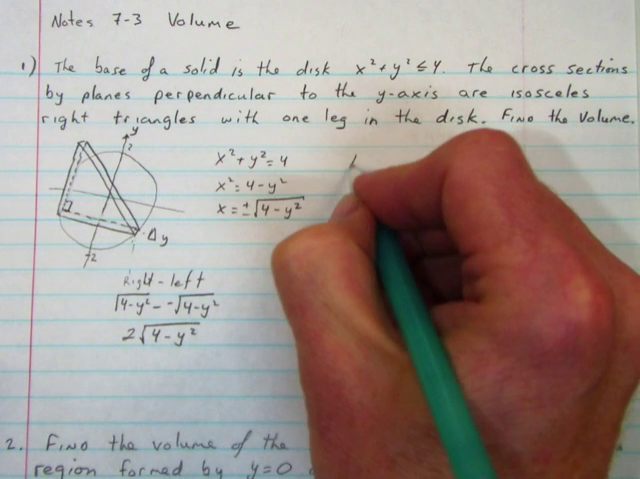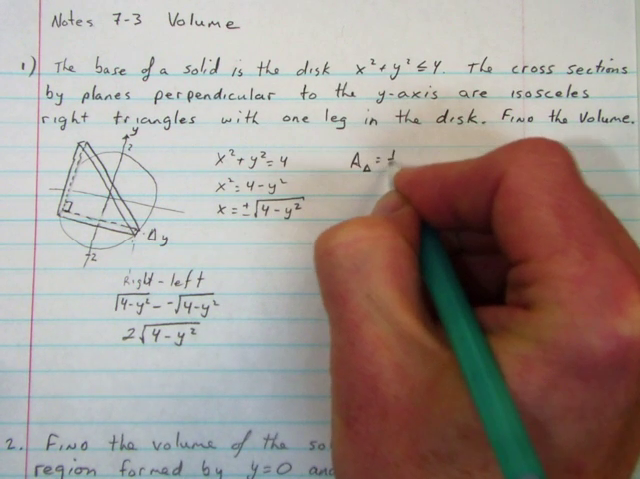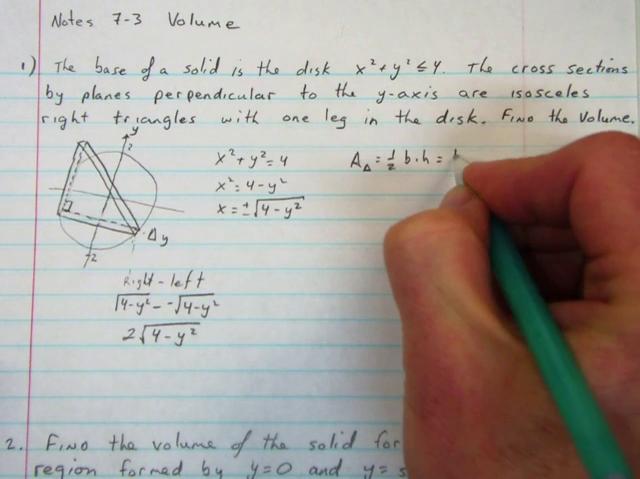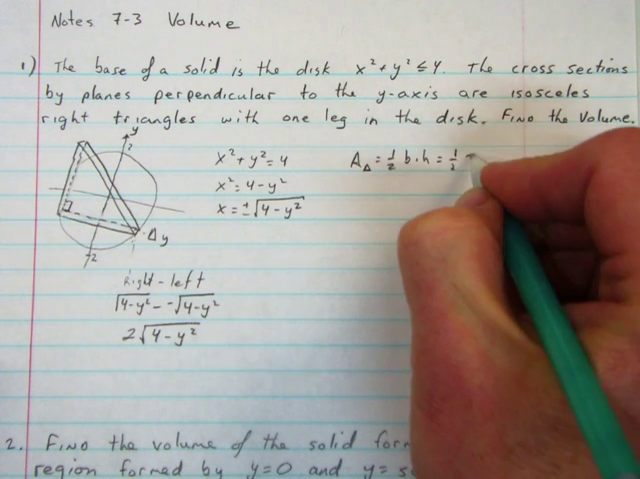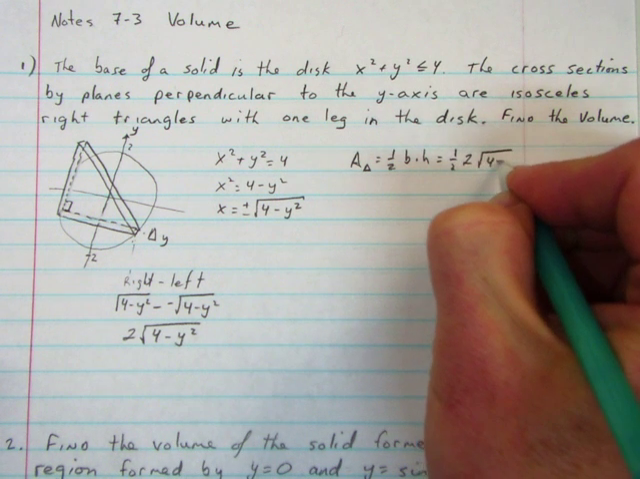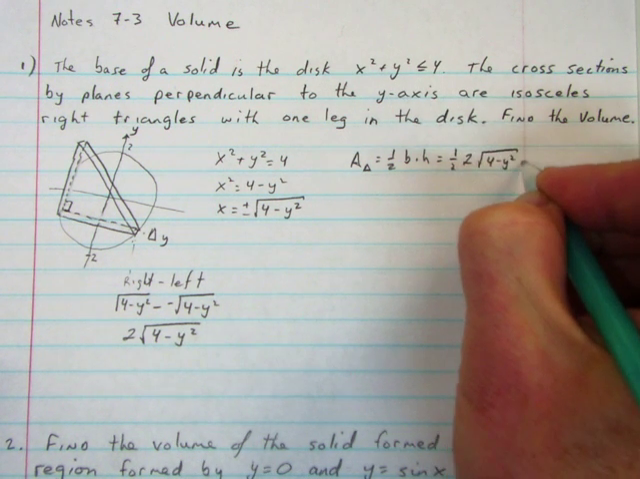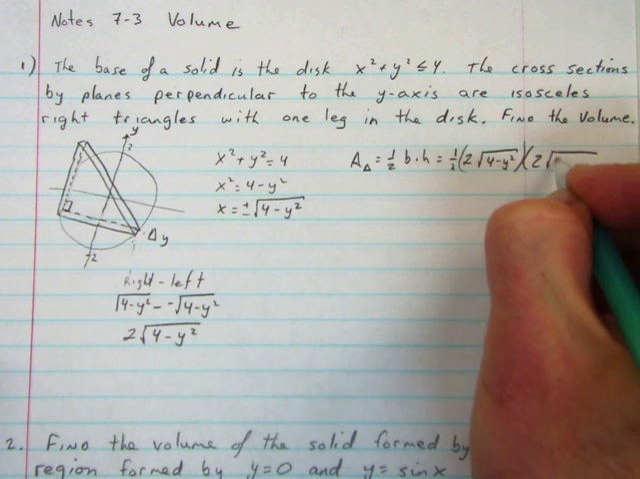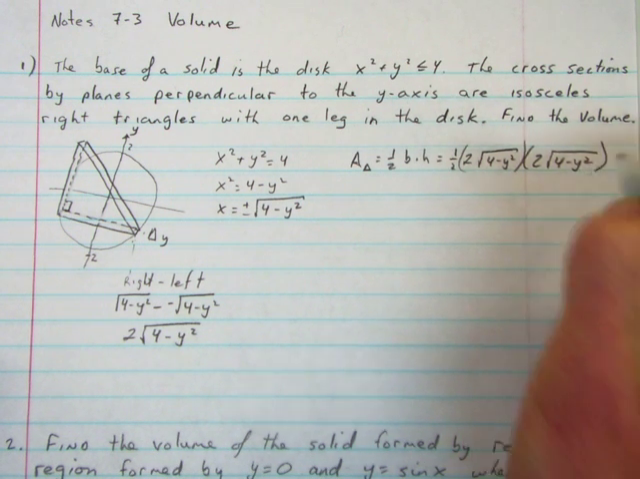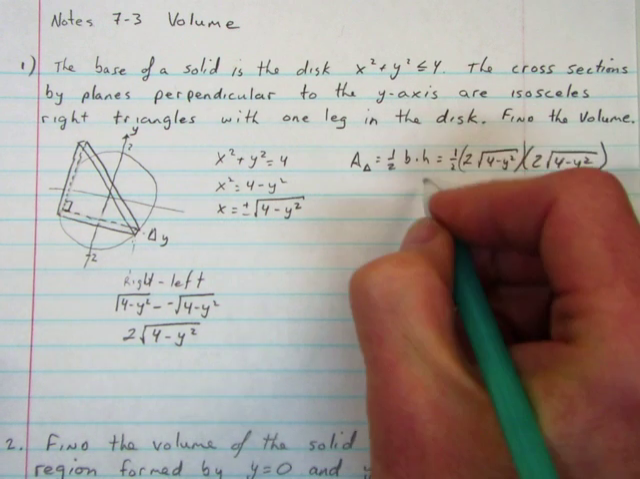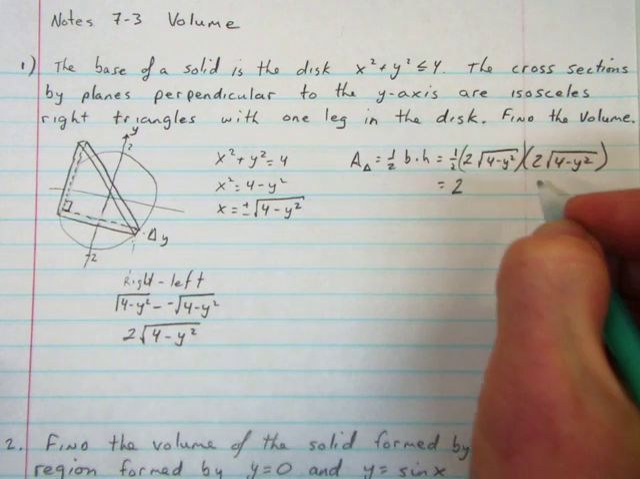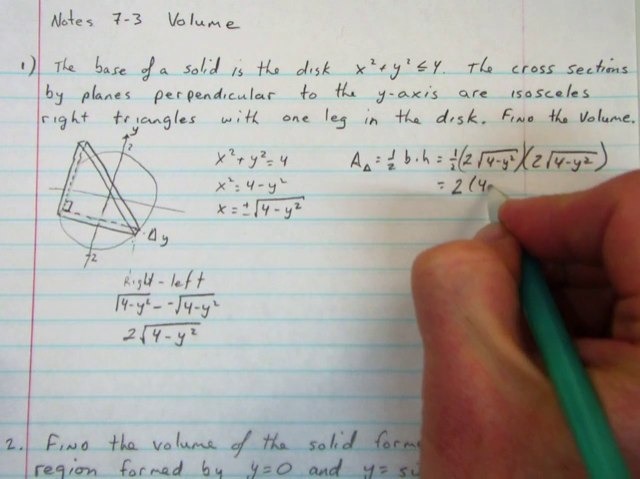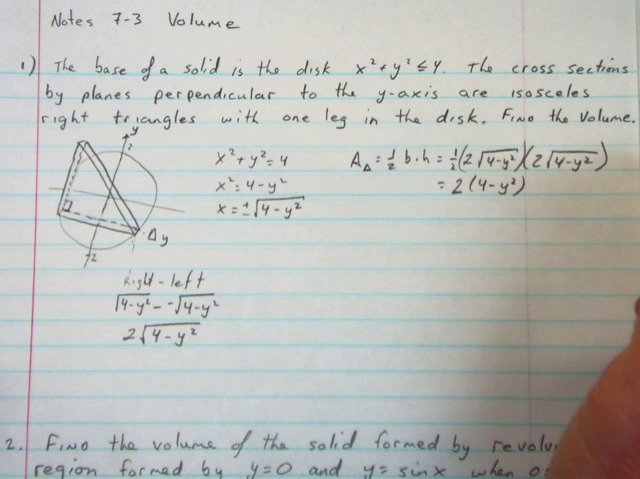We have the area of our triangle is going to be 1/2 base times height. Our base and height are both going to be the same thing. They will be 2 times the square root of 4 minus y squared. And then for the height, 2 times the square root of 4 minus y squared. We have 1/2 of 2 and 2, so we'll be left with 2. And then the square root of 4 minus y squared times the square root of 4 minus y squared will just give us 4 minus y squared.